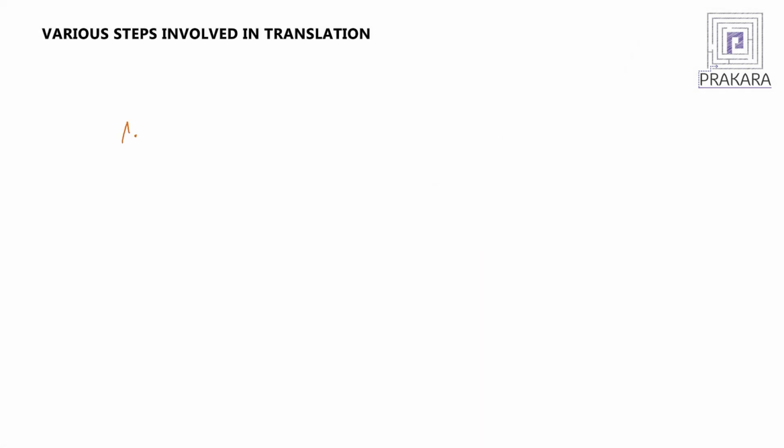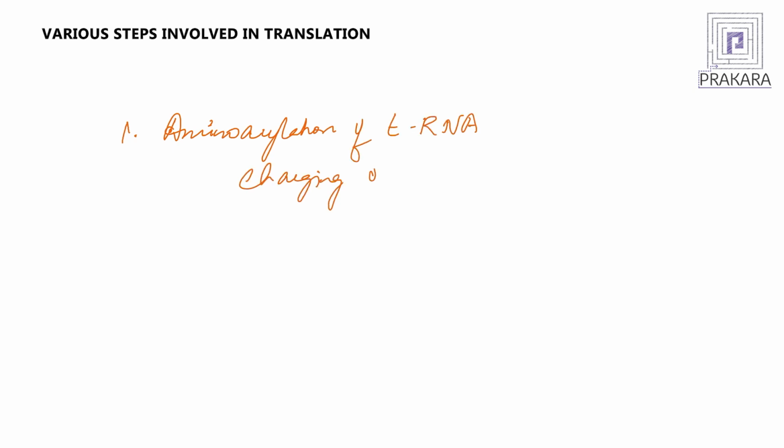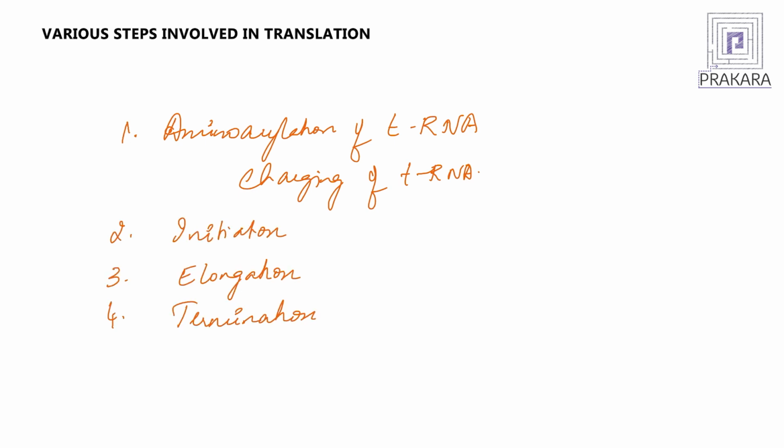So, the first step is called amino acylation of tRNA, or we can simply call it charging of the tRNA molecule. Next is initiation, elongation, termination, and in eukaryotes generally, for the protein to become functional, it also has to undergo post-translational modifications before the protein can be targeted to a specific organelle where it has to perform its role. So, let us now understand how the charging of the tRNA molecule takes place.